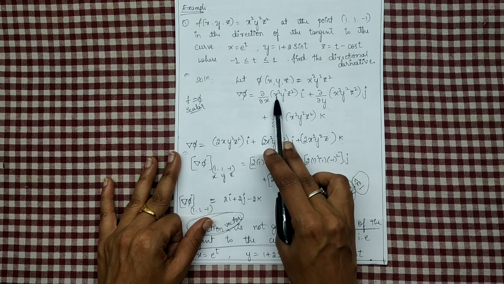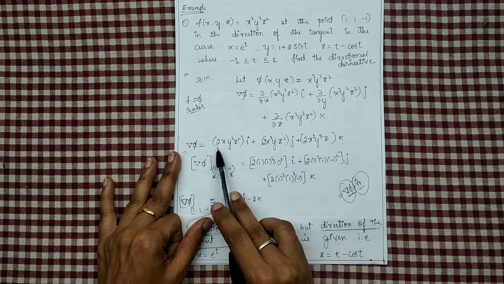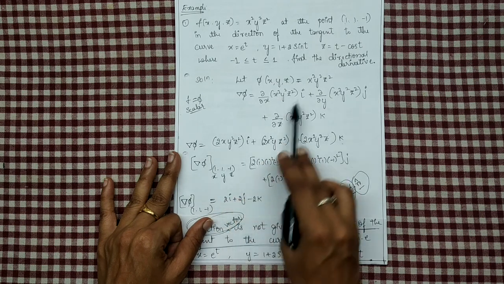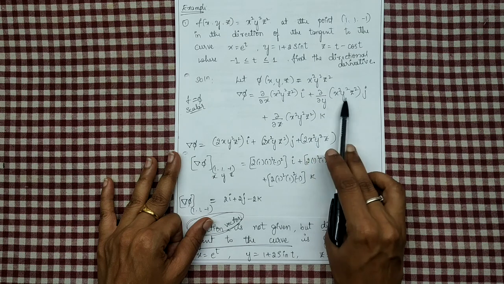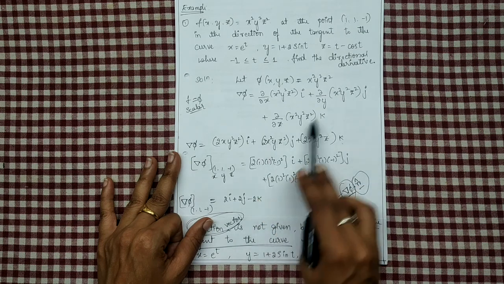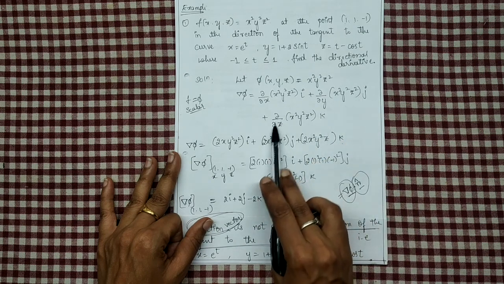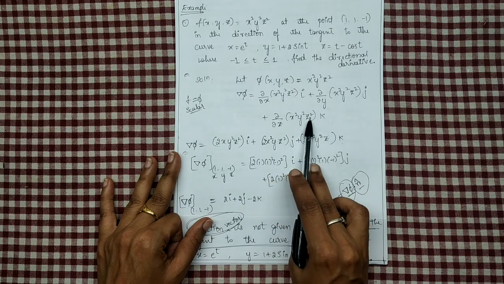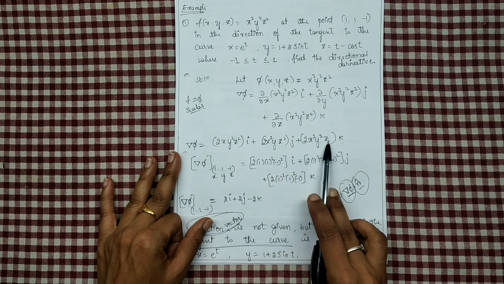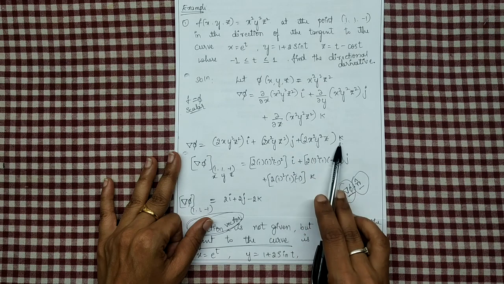Now, if I differentiate partially this with respect to x, square differentiation is 2x, y square, z square as it is into i, plus here with respect to y, square differentiation is 2y, x square, z square as it is into j, plus dou by dou z means differentiate z square with respect to z. So, it is 2z into x square, y square as it is into k.